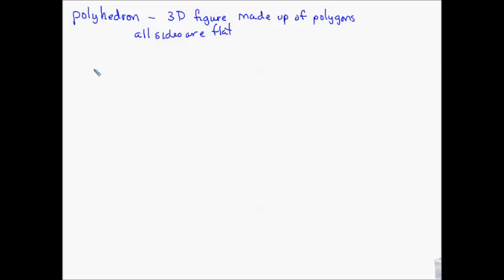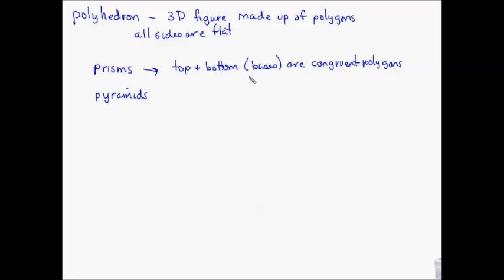Okay. Now within the polyhedron, we have prisms, and we have pyramids, and then we have other things. Now a prism occurs when you have a top and bottom, which are known as the bases, that are congruent polygons. And the sides are all quadrilaterals.